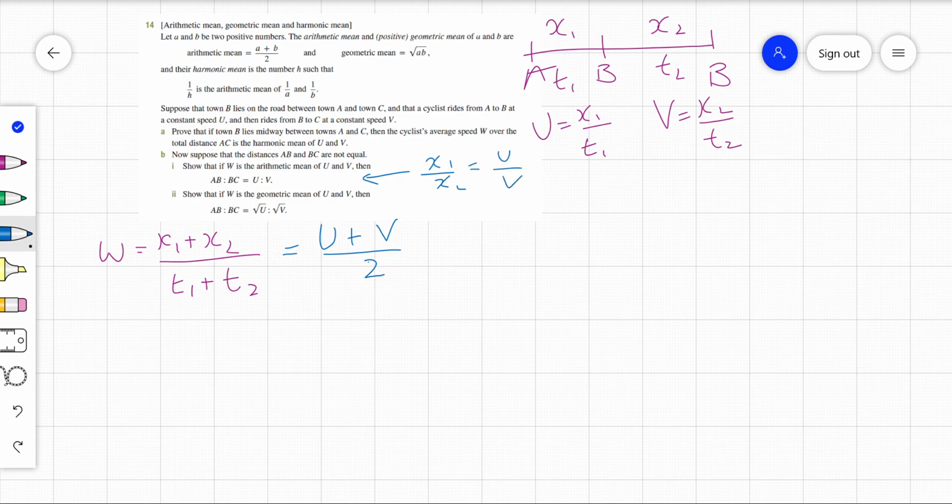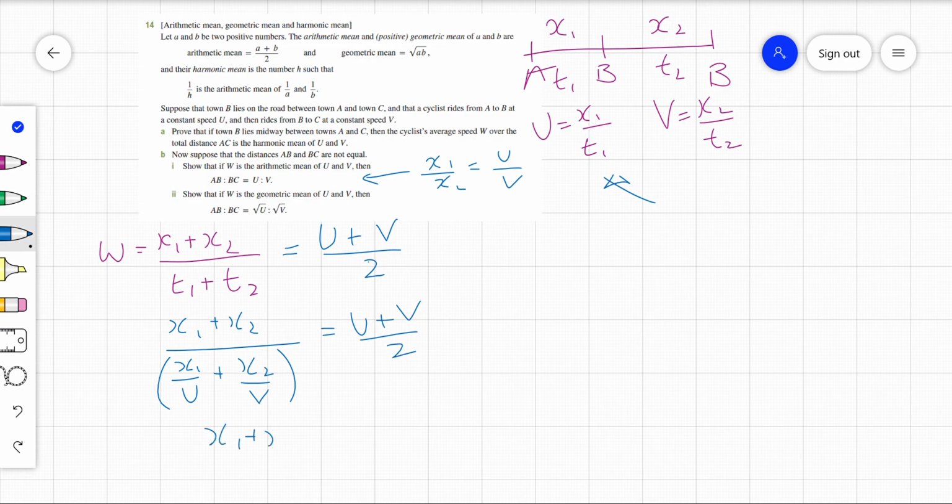All right, so again, I want to get rid of the t's here. So let's have a look at doing that. So if I say I've got x1 plus x2, and instead of t1 again, I'll rearrange this and make that x1 on u and this can be x2 on v. All right, and that's got to equal u plus v on 2. Alright, so x1 plus x2 will equal u plus v on 2 times... Alright, so let's make a common denominator of uv there.